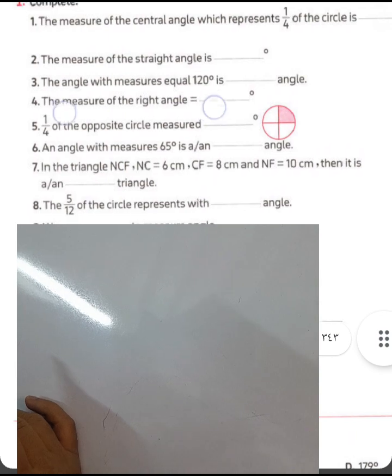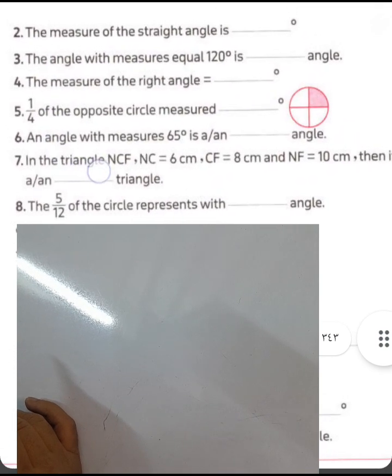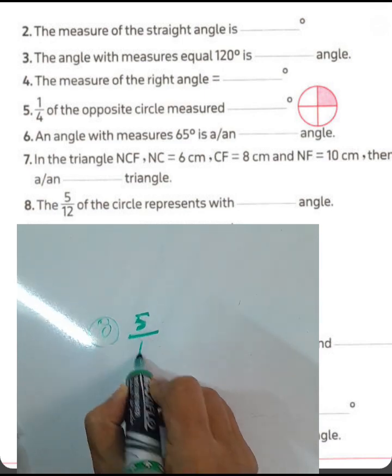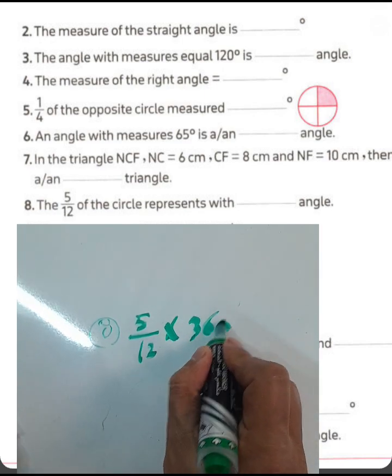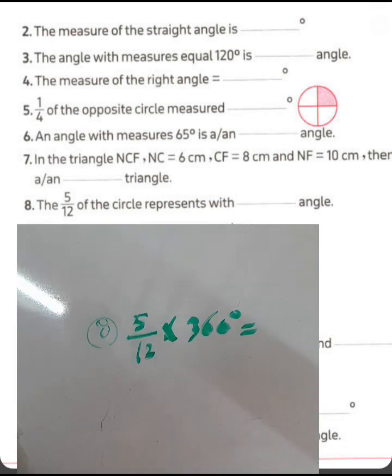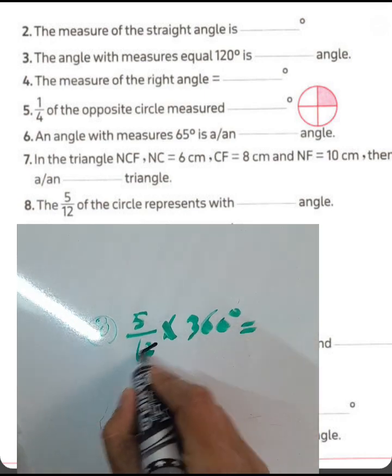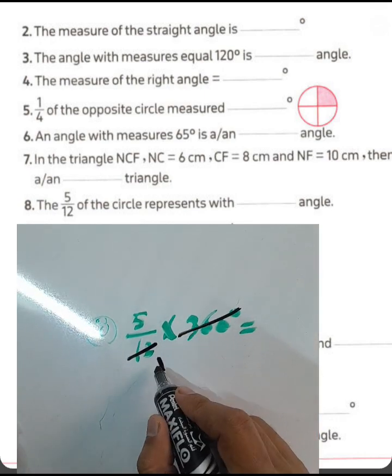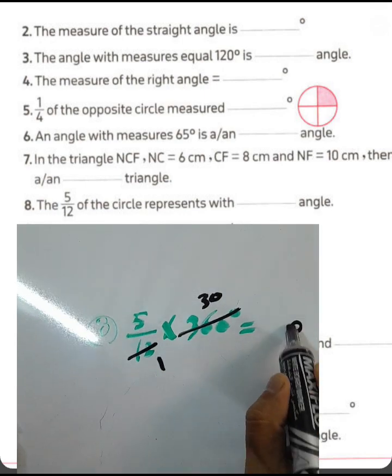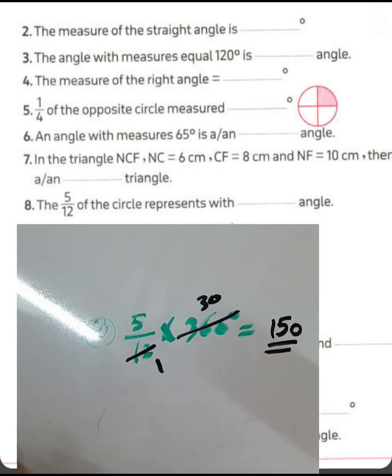Question 8. 5 over 12 of a circle represents what? We can write 5 over 12 multiplied by 360, the measure of the central angle, and then you can simplify it. 360 divided by 12 equals 30, and 30 times 5 is 150. The result will be 150.